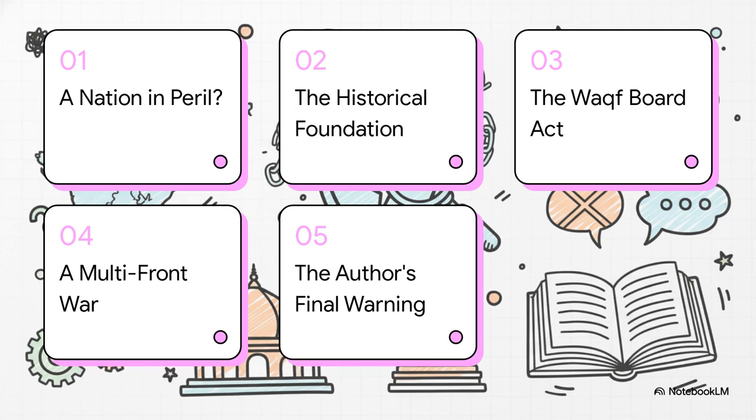So, here's our game plan. We'll start with the main idea, the central thesis. Then we'll look at the historical backstory the author provides, zero in on a specific law that's crucial to the argument, explore what the essay calls a multi-front war, and finally, get to the author's big warning at the end.